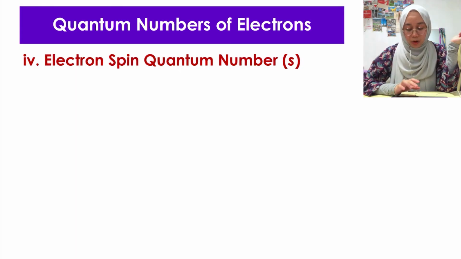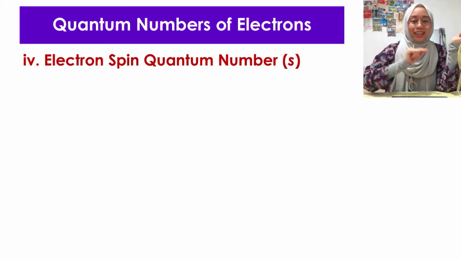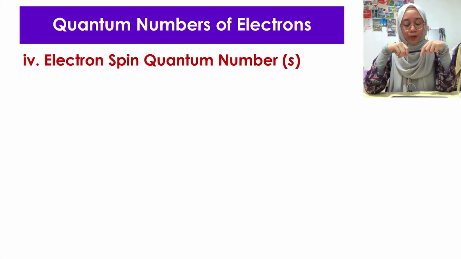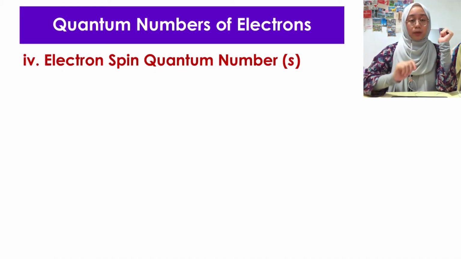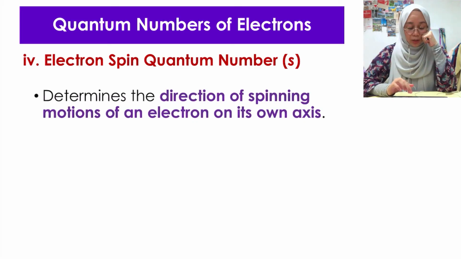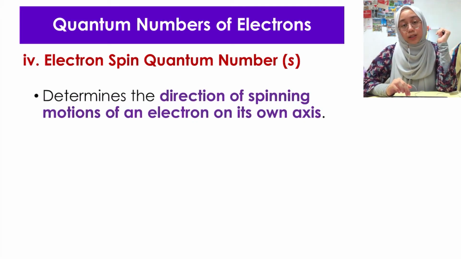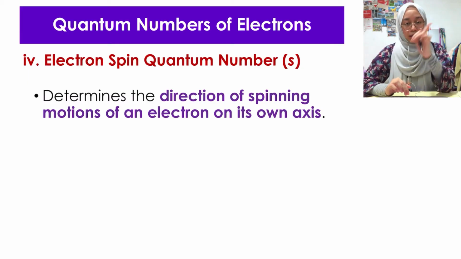Okay, and then belum habis lagi, kita pergi to the very last one. Untuk quantum number kita ada S, which is the electron spin quantum number. So untuk electron spin quantum number ni, it determines the direction of spinning motion of electron on its own axis. So bila dia berada dekat its own axis, it's either going clockwise ataupun anti-clockwise. So I think clockwise for you is this way, okay, ataupun anti-clockwise, it depends.